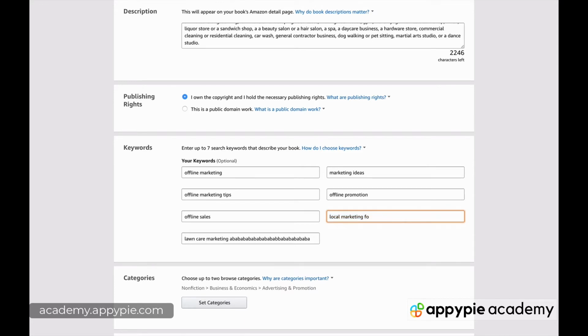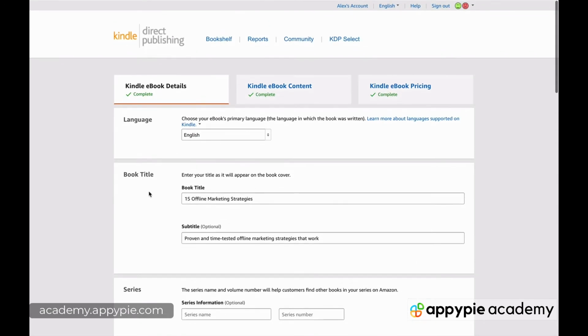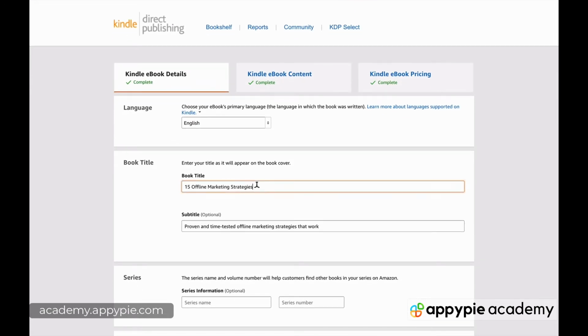What I find a strong strategy that I stick to is to find 7 very strong keywords that I can realistically target with this book. I set this keyword in 2015, so there are some things I know now that I didn't know then. What I would do differently is look at lawn care marketing or maybe restaurant marketing, because those are often promoted with offline marketing strategies. Because this book is 15 offline marketing strategies, really I'm targeting the keyword offline marketing, which I successfully ranked for.